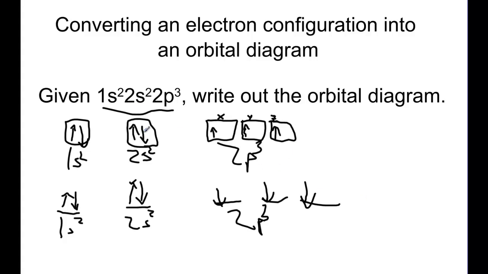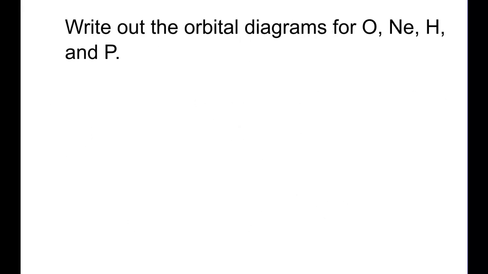We're going to do some more. And these can get really far out there, these orbital diagrams. I mean, you start getting to things in the d orbitals and you could have some pretty crazy stuff. Alright, so let's write out orbital diagrams for oxygen, neon. You guys are going to do hydrogen and phosphorus. Okay, so I'll do these 2, you guys do hydrogen and phosphorus when I finish. You can pause the video and try them on your own.